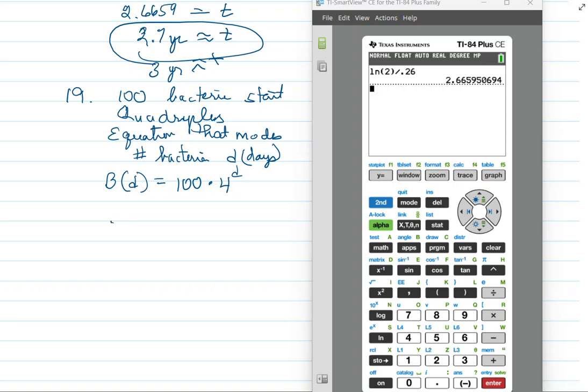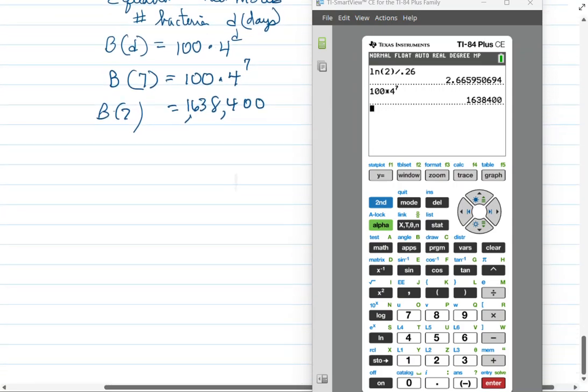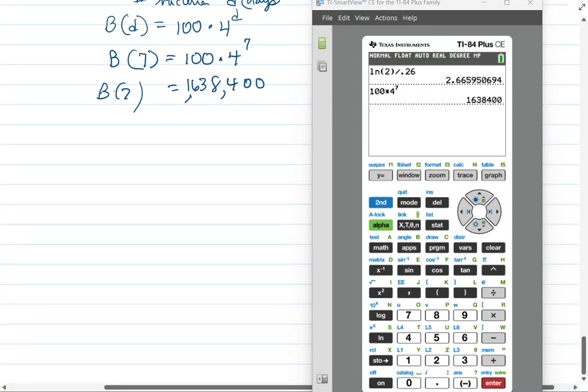Okay, so we want the number of bacteria after 7 days. It's going to be a scary number. Well, 1 million. Yeah, that's a bunch.